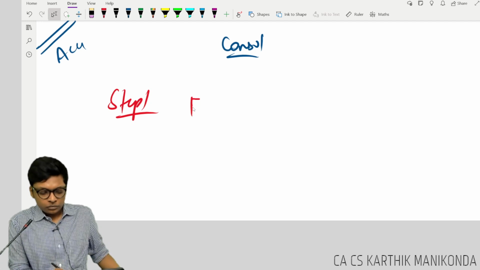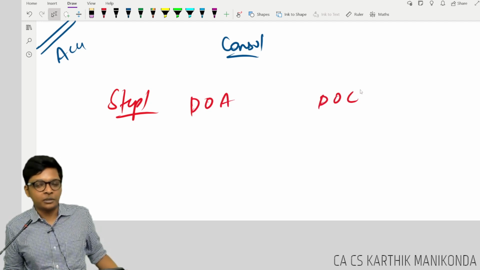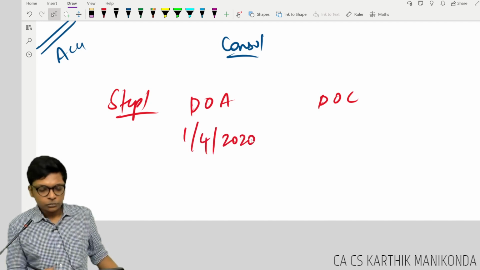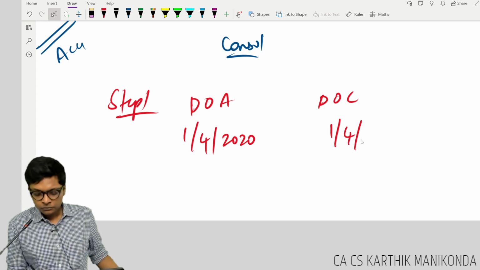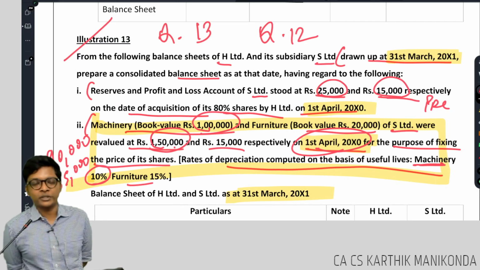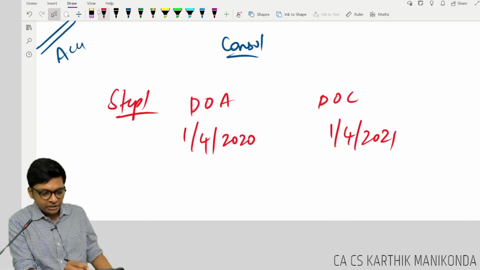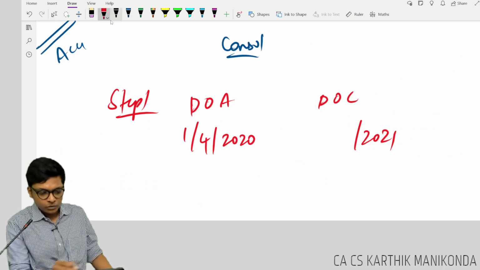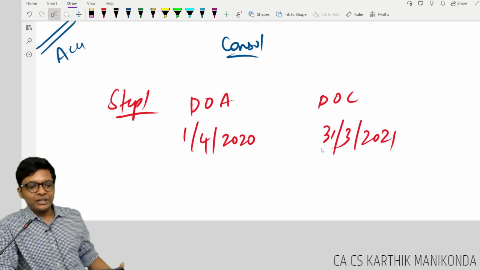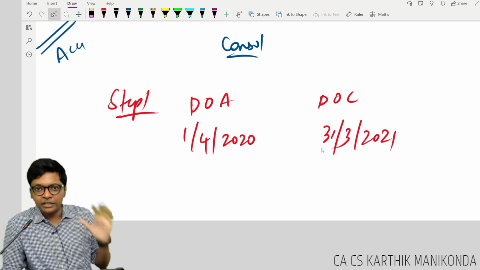Date of acquisition and date of consolidation. Copy paste from the material. Acquisition is 1st April 2020. Consolidation, 31st March 2021. Ideally you should read the question; we are reading it together. Should I write this in the main exam? Yes, your answer will start with that, or somewhere it should be there.